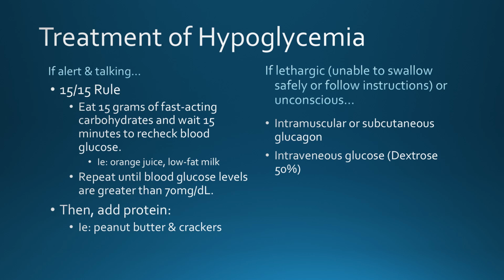So let's say we check their blood sugar, it's 45. We have them eat or drink some orange juice. We recheck it 15 minutes later. Now their blood sugar is 55, but the patient's still alert, still talking, still physically fine. We're going to repeat that step. We're going to have them eat another small amount of carbs and then recheck it again in 15 minutes. As long as they are alert and talking and stable, we're going to continue on that trend.